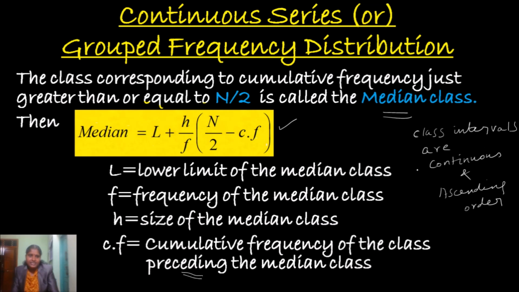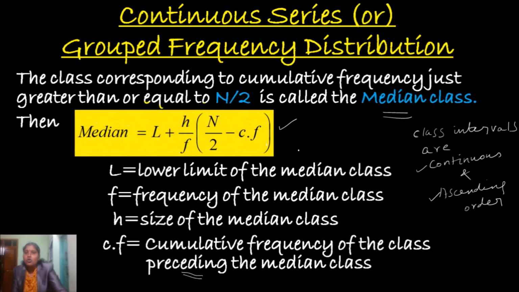The class intervals are continuous means there is no gap between one class interval and another class interval. Suppose if there is a gap, you just convert them into continuous class intervals and then proceed by using the formula to calculate the median. Then the class intervals are always arranged in ascending order. So if it is in descending order, you have to first arrange them in ascending order of magnitude and then proceed. So this formula is used only when the class intervals are continuous and in ascending order.